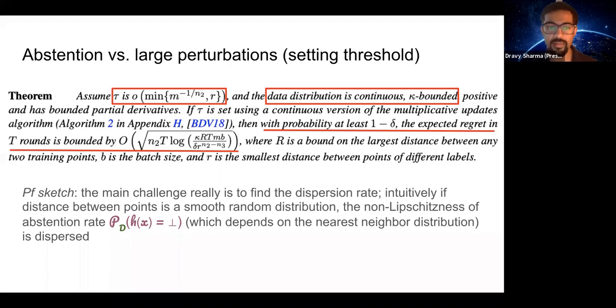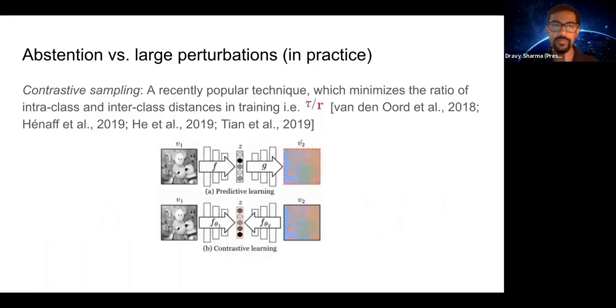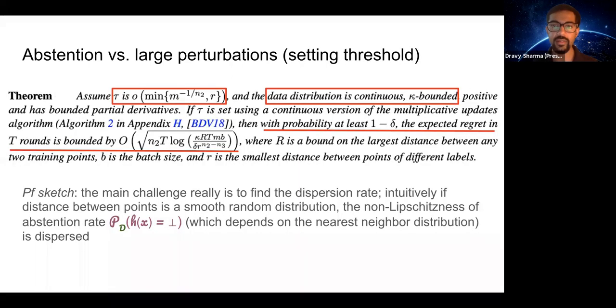So that's the main theorem, and it depends on the nearest neighbor distribution. You go from the pairwise distance distribution to the nearest neighbor distribution and make arguments. You also need a Lipschitzness bound on the adversarial loss. Those are the main ingredients for this proof. Okay, so this is all valid and good, but there's still an issue, really, right?